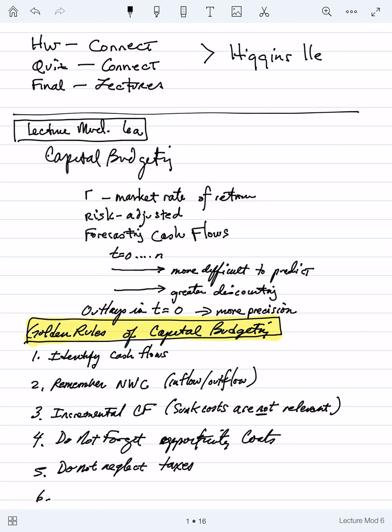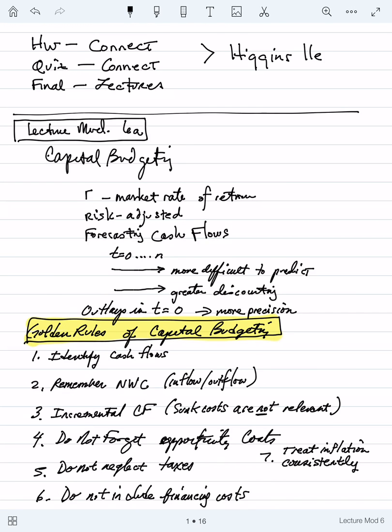Sixth, you do not include financing costs, because those are borne regardless of project. Those would be messing with your comparisons, so do not include the financing costs. Number 7, I'll put over to the right a little bit: treat inflation consistently. You have to keep in mind inflation, and don't be inconsistent. Be consistent.